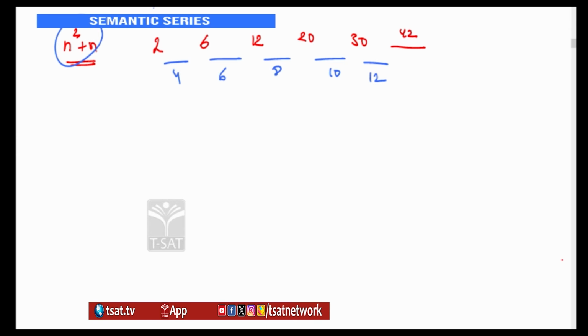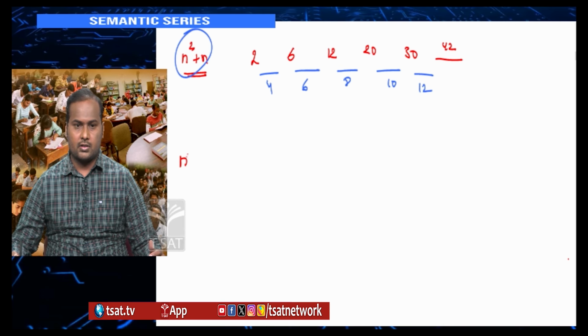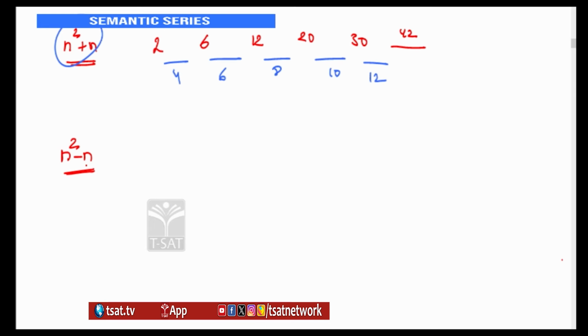And then another important pattern in the squares is the n square minus n pattern. So, you should keep in mind the n square plus n and n square minus n patterns. If you see this n square minus n pattern, it starts like 1 square minus 1, so it starts with 0, then 2 square minus 2, 3 square minus 3, 4 square minus 4, 5 square minus 5, which is 20. If you clearly observe this, there is not much difference between n square plus n and n square minus n. See the numbers here, they will repeat.